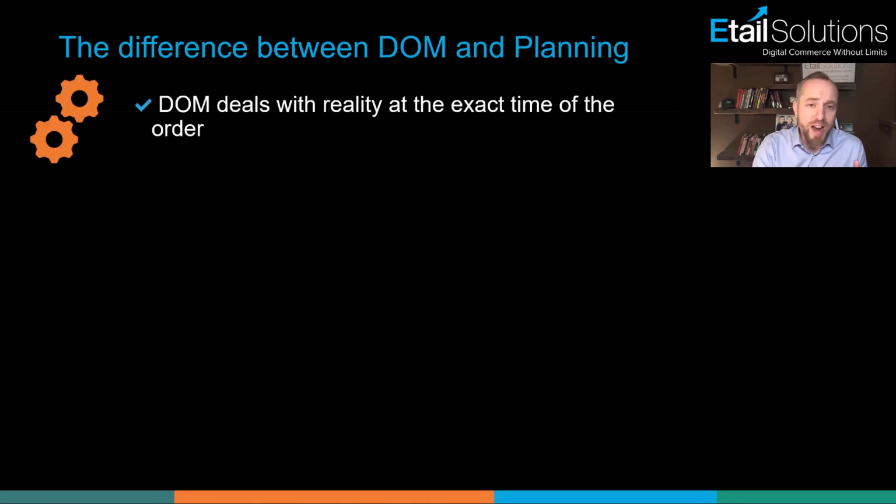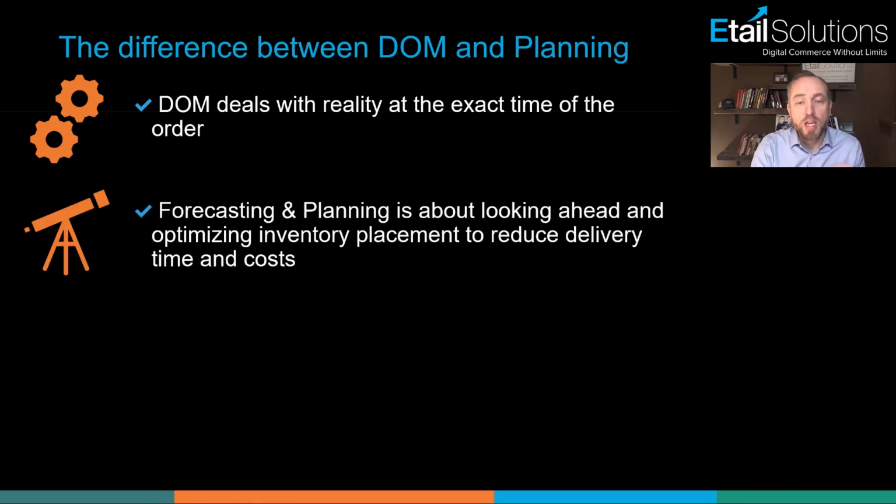DOM deals with reality at an exact point in time, right? We've got an order, we've got to do something with it, it's got to be fulfilled. It doesn't matter if there's a more ideal way to get it to the end consumer if there's no inventory in that ideal location, right? So DOM deals with reality, versus the forecasting and planning and making decisions ahead of time in terms of how do I understand velocity and know what regional demand looks like, and where should I put my inventory, and which SKUs go where. All of that is a very different function.